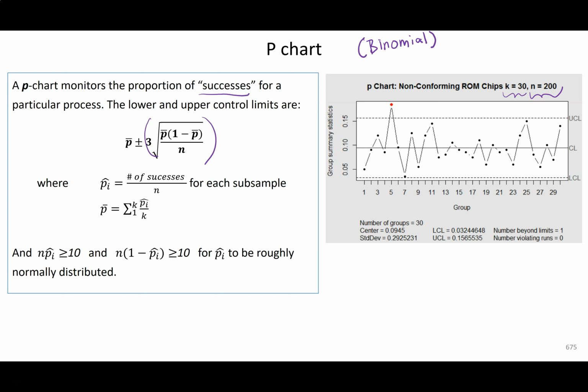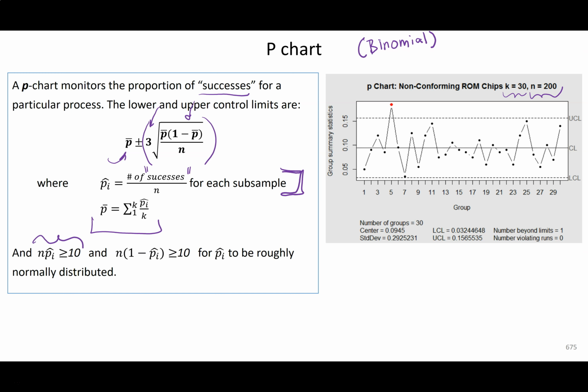So what you do here is you look at the proportion of successes in all of your subsamples and average them. Those are our individual p-hats, the number of successes, and I say successes loosely. It could be the number of defective or non-conforming parts over the sample size taken. P bar is if I took all of those sample proportions and averaged them. So then, it's going to be P bar plus or minus 3 times the square root of P bar times 1 minus P bar over n.